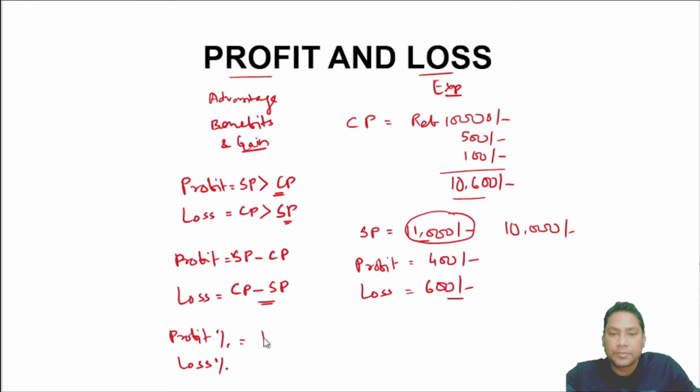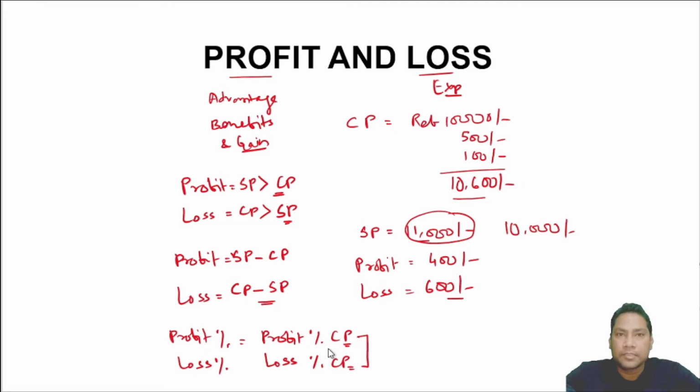Profit percent means profit as a percentage of cost price, and loss percent means loss as a percentage of cost price. Here cost price is common in both cases, let it be profit or loss, and the profit percentage and loss percentage are decided only upon the value of the cost price. So cost price always remains constant.